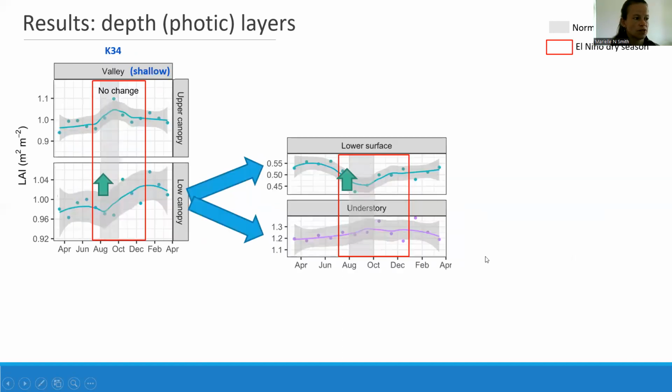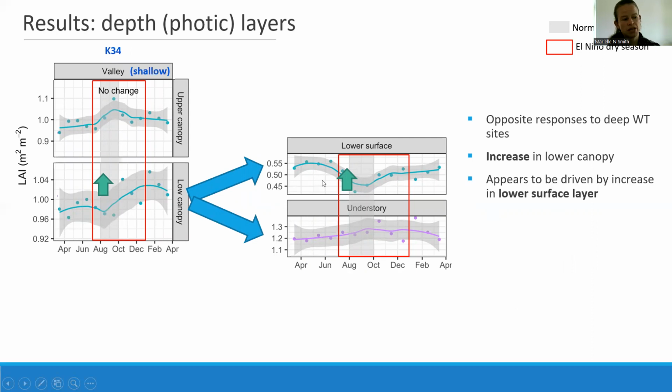Now let's look at the shallow water table depth regions of kilometer 34. What we have is an indication of opposite responses to the deep water table depth sites. Specifically, we have an increase in the lower canopy that appears to be driven by an increase in the lower canopy surface layer. And the upper versus lower canopy are not anti-correlated or in any way correlated, and the lower surface and the understory layers are also not related.